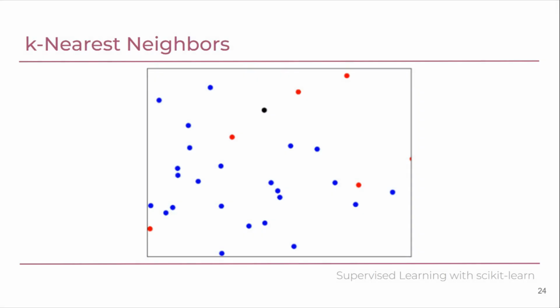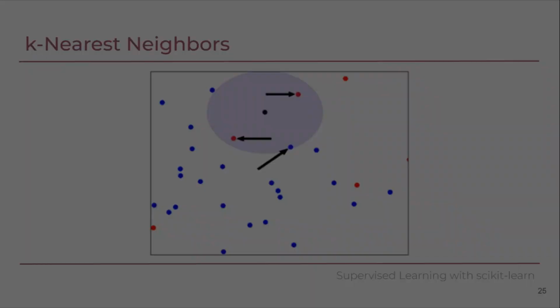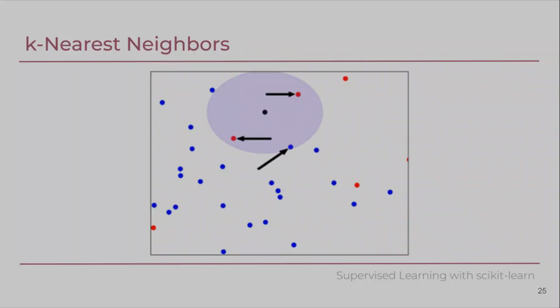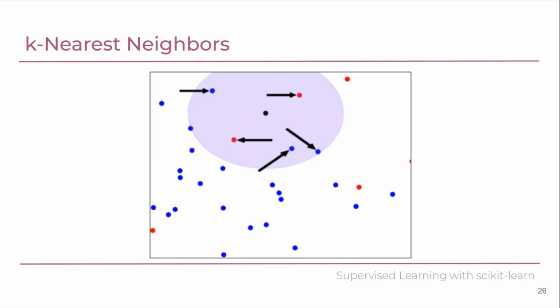Using this scatter plot as an example, how do we classify the black observation? If k equals 3, we would classify it as red. This is because 2 of the 3 closest observations are red. If k equals 5, we would instead classify it as blue.